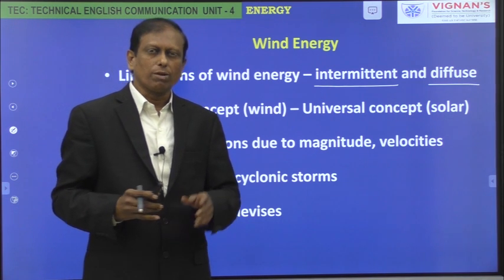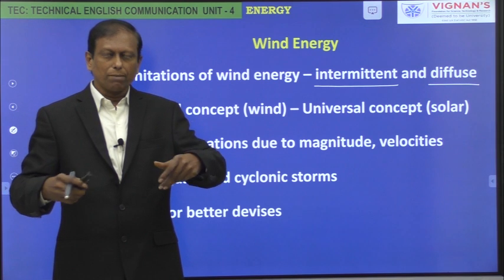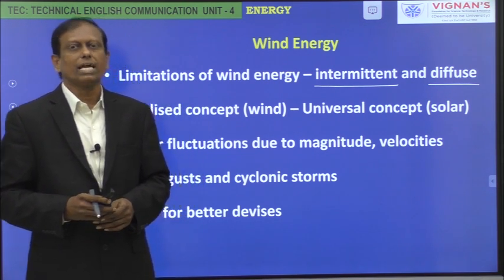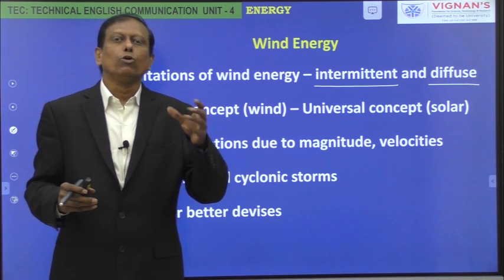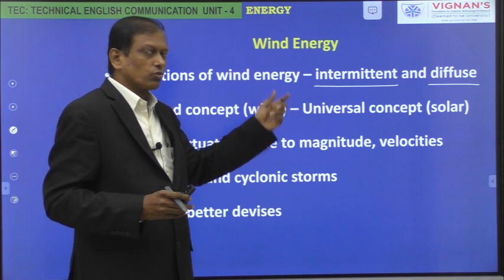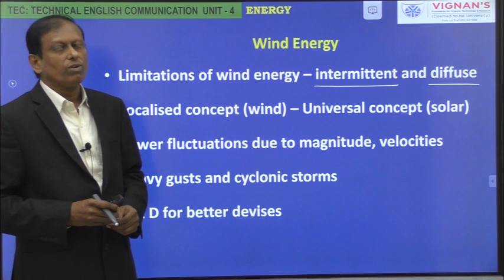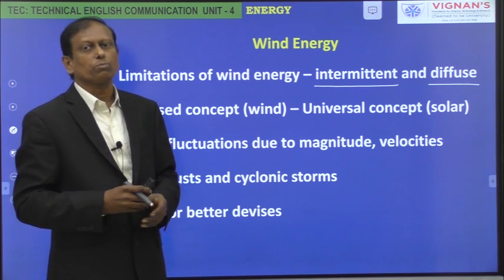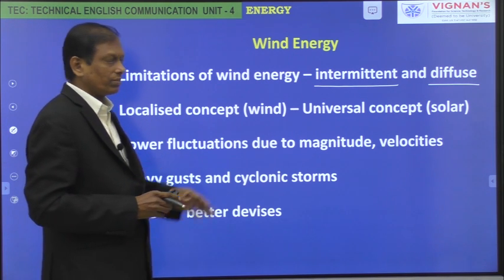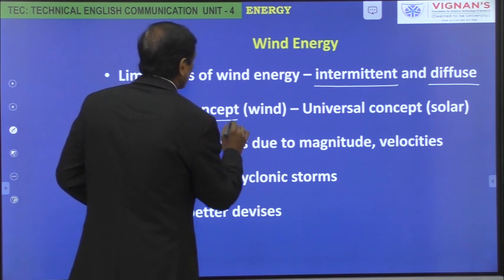At that time, through thermal power or nuclear power, when more demand is there, they burn more coal, they use more fission in the nuclear reactors, and they get more electricity. They are able to produce more electricity, but this is not possible at present with this type of technology: when more demand is there, we cannot produce more electricity. So certain limitations would be there with wind energy, and it is a localized concept.